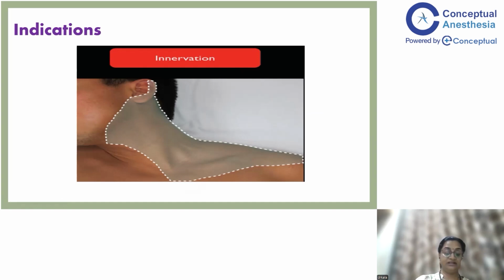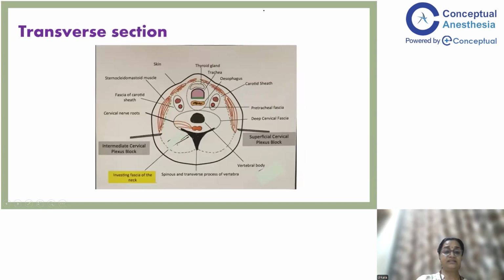So what are the indications, any surgery in this area? That is your lymph node biopsy, thyroglossal cyst, branchial cyst, vascular access, IJV cannulation, mastoid surgeries, radical neck dissections, even parotid to some extent, and earlobe repair. Mastoid surgeries, anything will need a cervical plexus block. Okay, so this is the transverse section image.